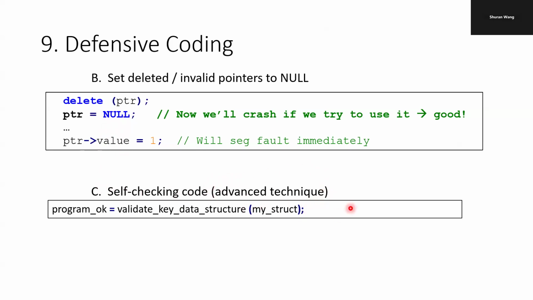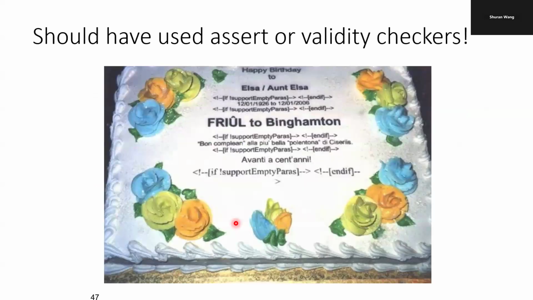And more advanced techniques are writing self-checking code for verifying the key data structures, which are not required in this course. And to just avoid something like this, so you don't result in this, you will get a segfault or assertion check failure before getting this.